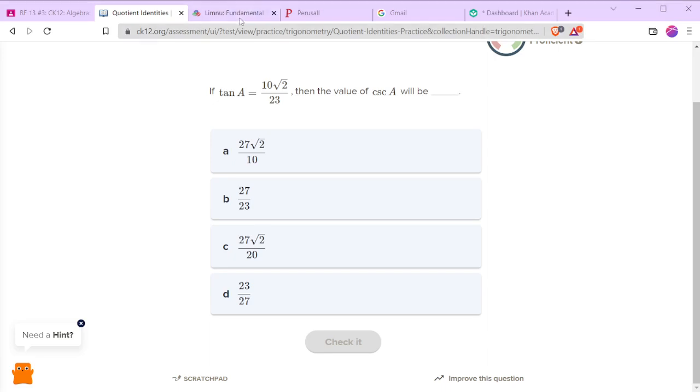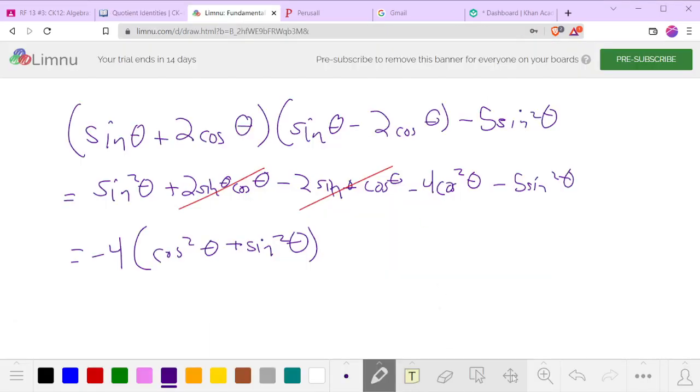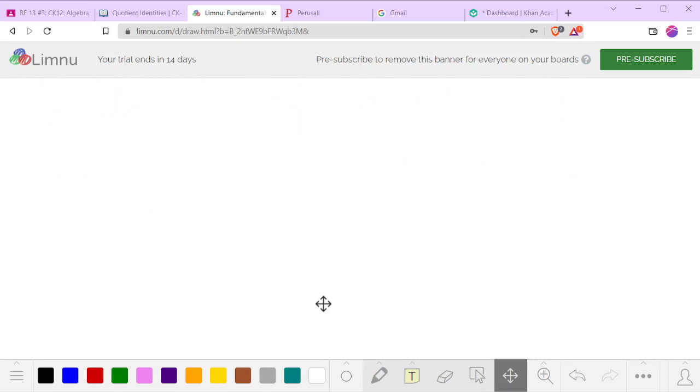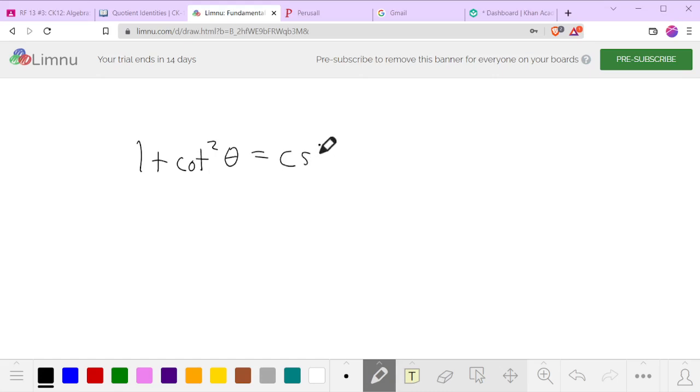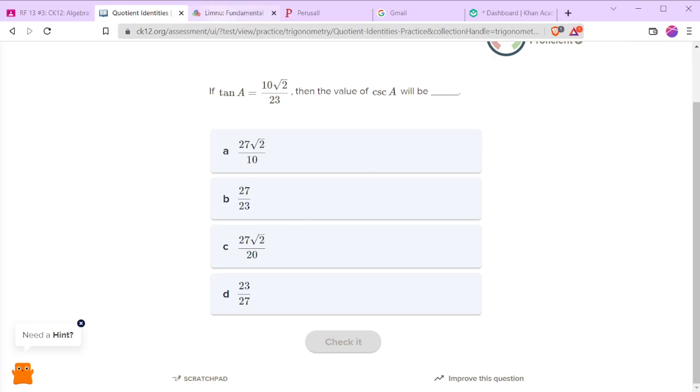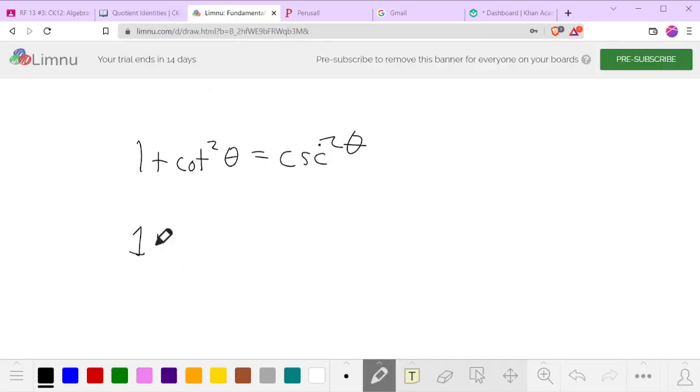Alright, you know what? I have found a better approach to the one we were using. If we make reference to the formula sheet, we will see that 1 plus cotan squared equals cosecant squared. So if we're asked to find the value of cosecant, that's going to be 1 plus 1 over tan squared. At least that'll be our cosecant squared.